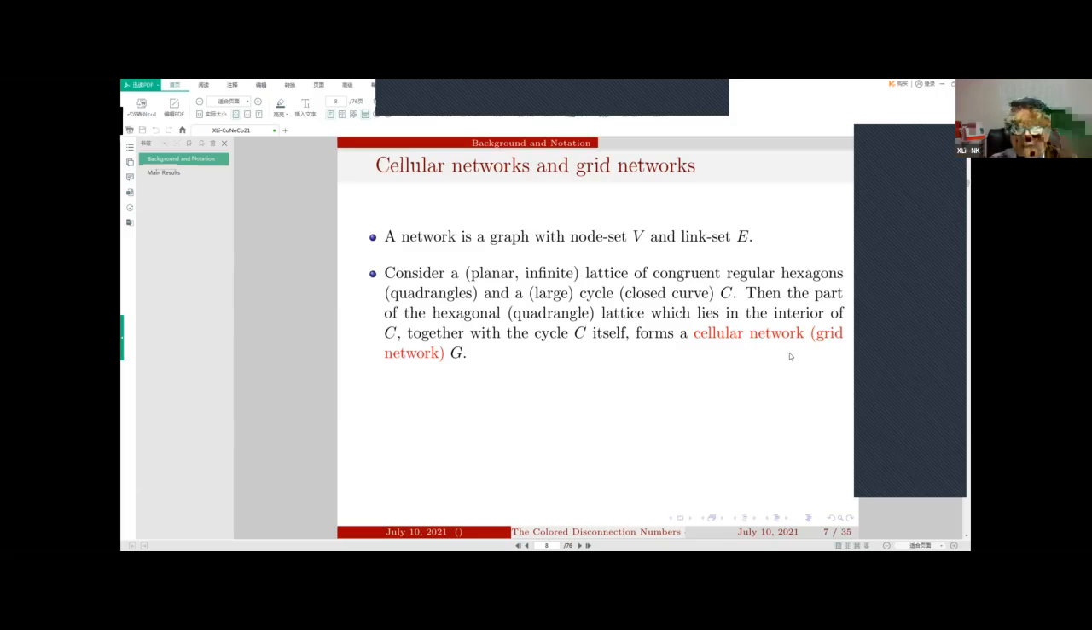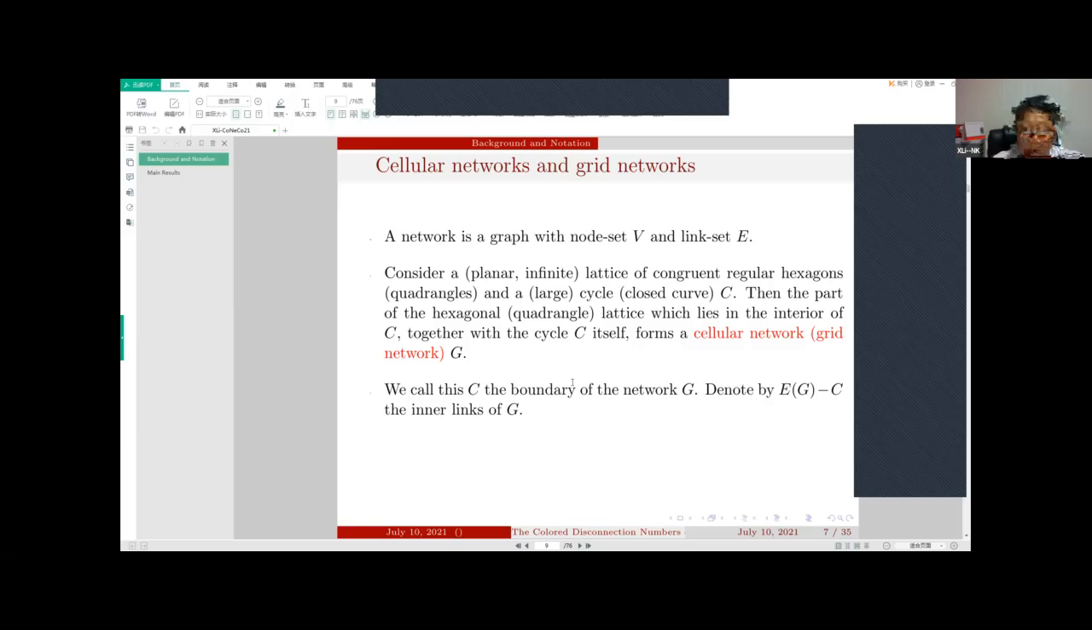So you have a hexagonal system on the plane. You just cut a part of it, and then you get a network. The boundary is C, so we use C to indicate the boundary, and the interior part is EG minus C. Usually the cellular network and the grid network are two-connected.